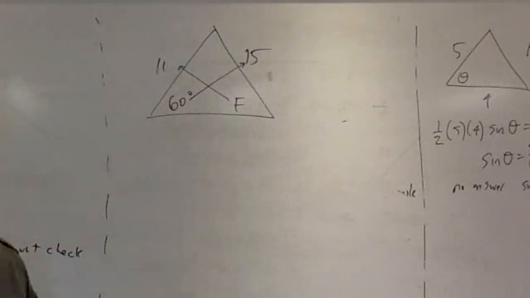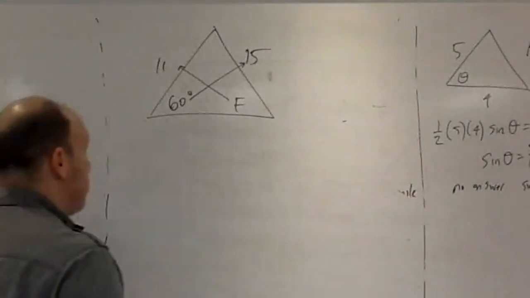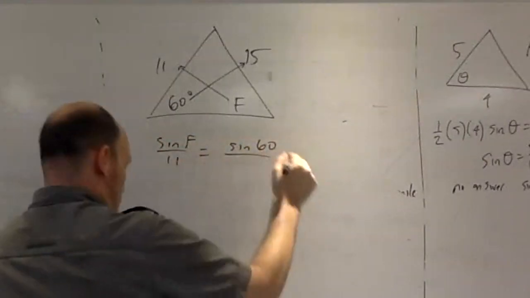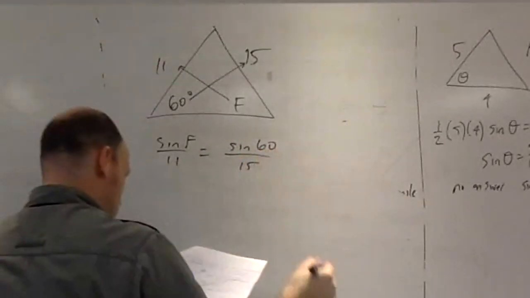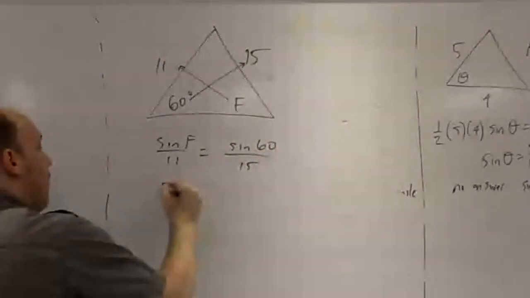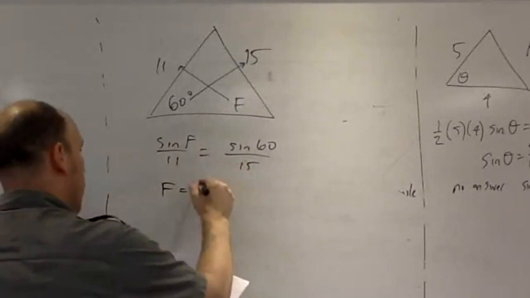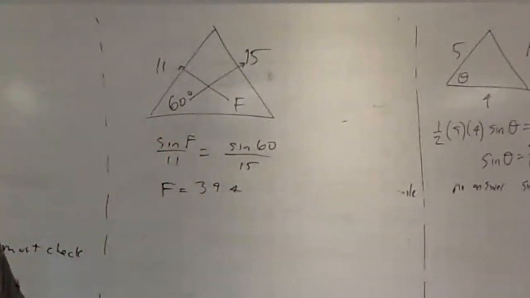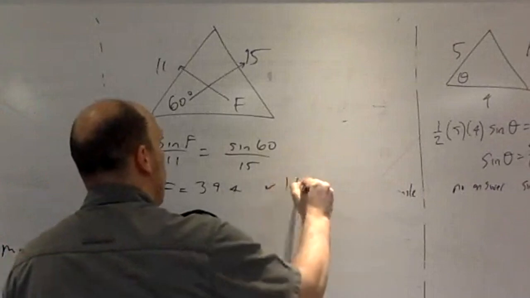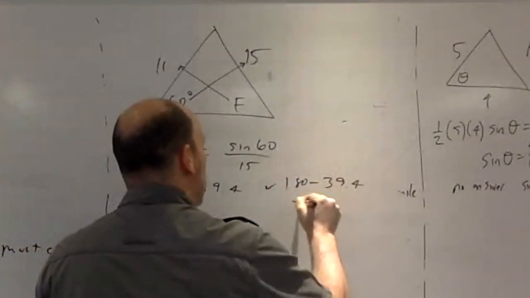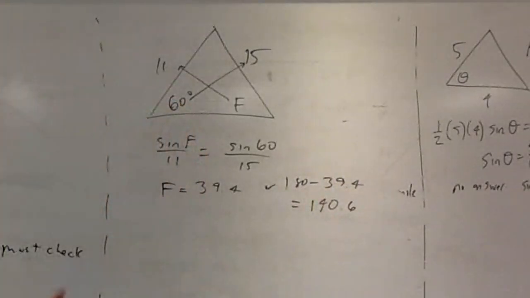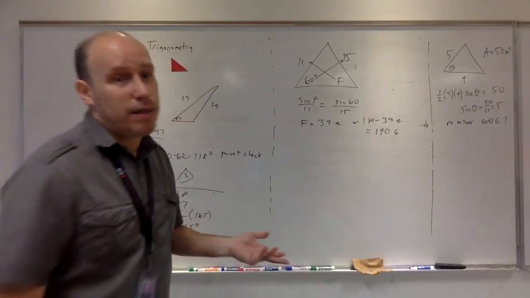Remember, the angles of a triangle are 180 degrees. Well, let's get to this. So you're like, fine, sine of F over 11 is equal to the sine of 60 over 15. You do your calculator, you say F equals 39.4. But then you say, no. F could also be 180 minus 39.4. What is that? That is 140.6.